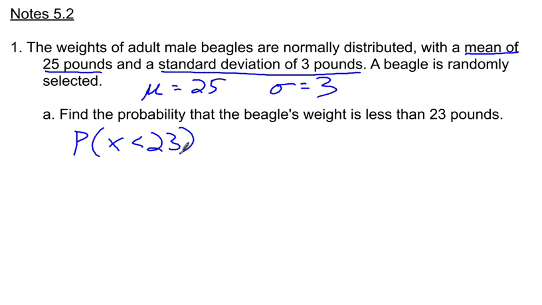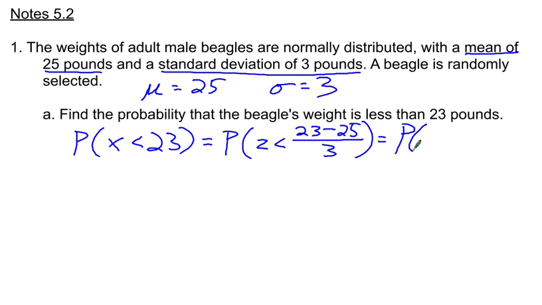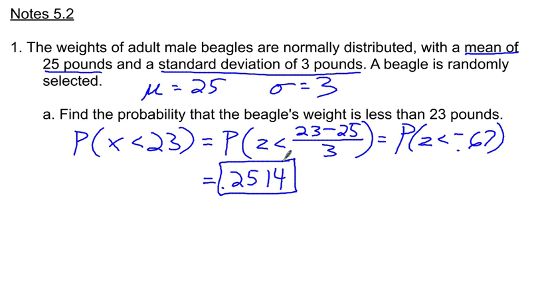In order to find this probability, we just need to standardize the data value. So I take the data value minus the mean divided by the standard deviation. So I'm looking for the probability that z is less than negative 0.67. And this probability equals 0.2514 after using the calculator and entering normal CDF.